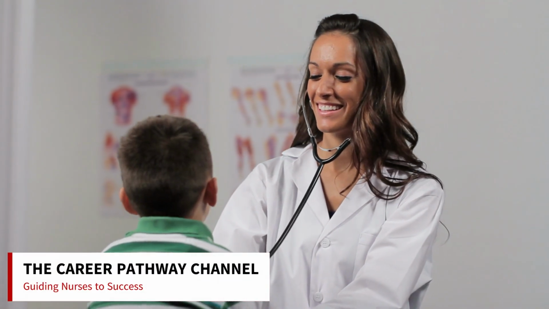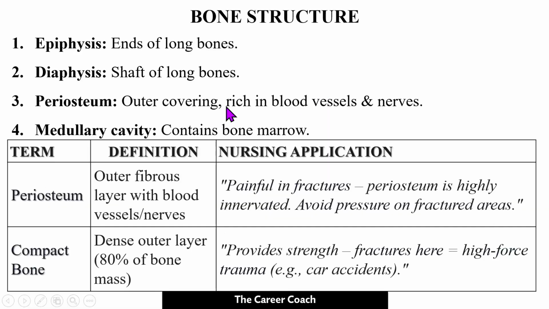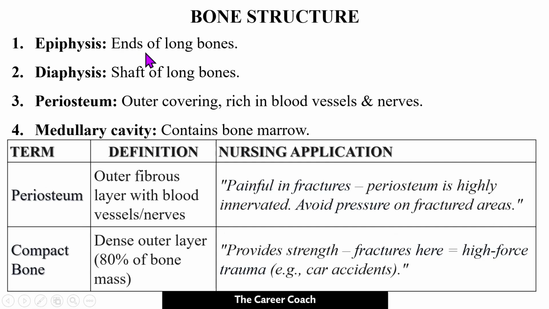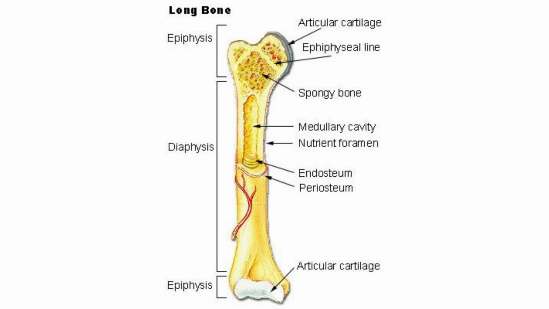Bone structure. The structures of the bone are basically 4 main structures. The first one is epiphyses. Epiphyses are found at the ends of long bones. Diaphyses. Diaphyses are the shaft of long bones. Periosteum is the outer covering, which is rich in blood vessels and nerves. 4. The medullary cavity. Medullary cavity contains bone marrow, as you can see in this typical illustration of the bone.